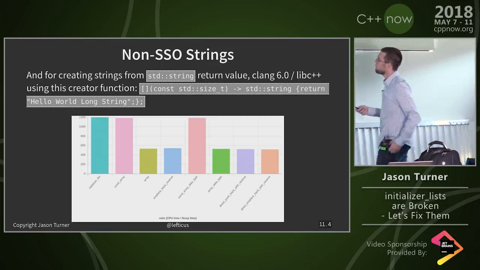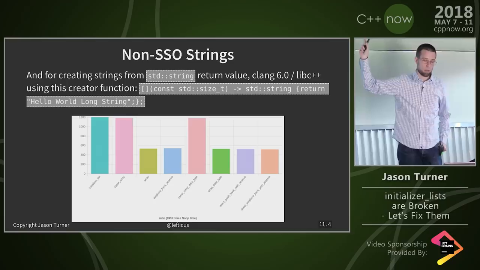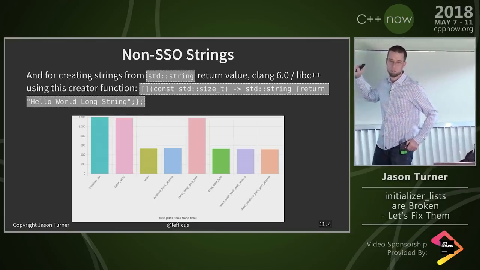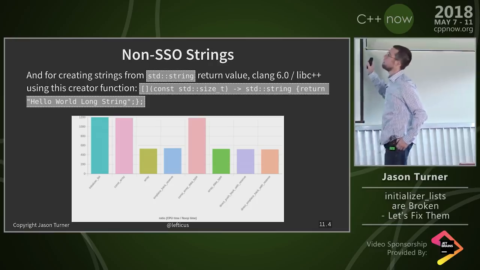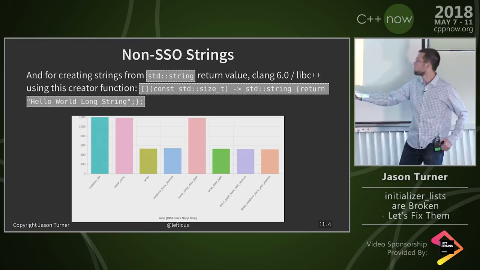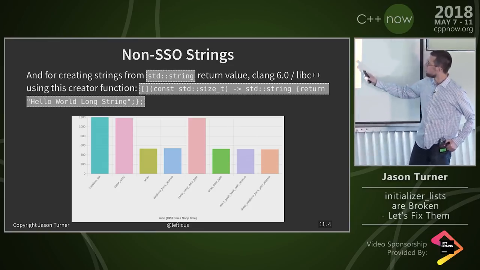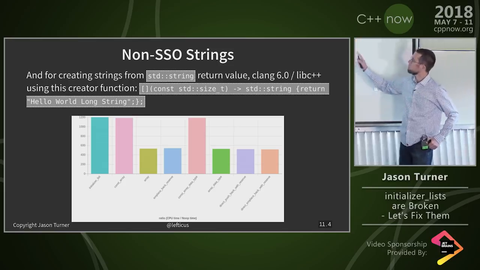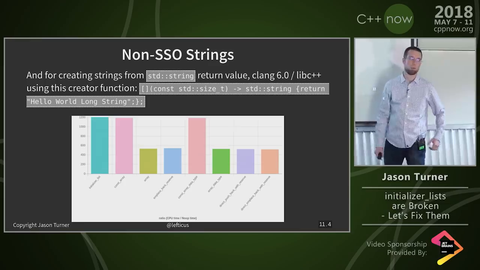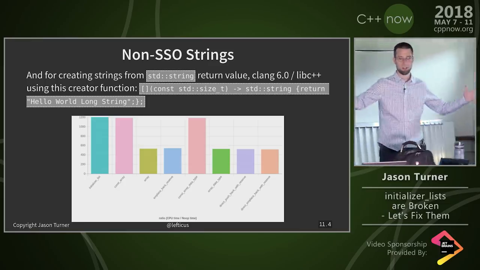Now, if I create my strings from a standard string return, so my creator function now looks like this, and again, I'm still with Clang 6.0 with libc++, we are getting my array and in place back with reserve. I've kind of shifted things around a little bit. Const. This is interesting. So now our const array data type is actually having to create all of these long strings.